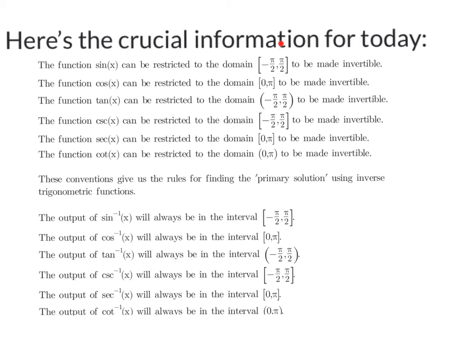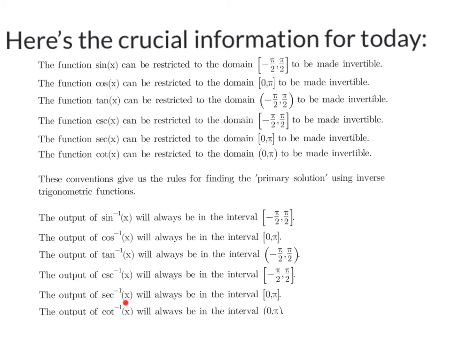By looking at these domain restrictions that allow the trig functions to be made invertible, we find the rules for what we were calling the primary solution of a trig equation last week. So when we plug in an inverse sine of x value on our calculator, the answer is always going to be between negative pi over 2 and pi over 2. If we plug in inverse cosine of x on our calculator, we'll always get a positive value between 0 and pi. When we plug in inverse tangent of x on our calculator, we'll always get a number between negative pi over 2 and pi over 2.